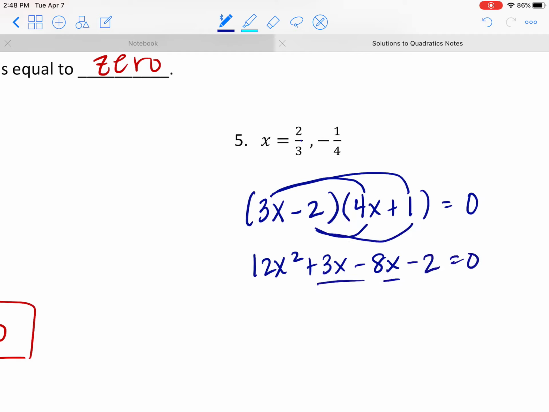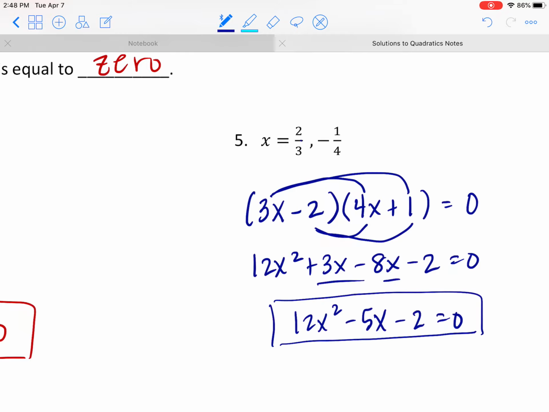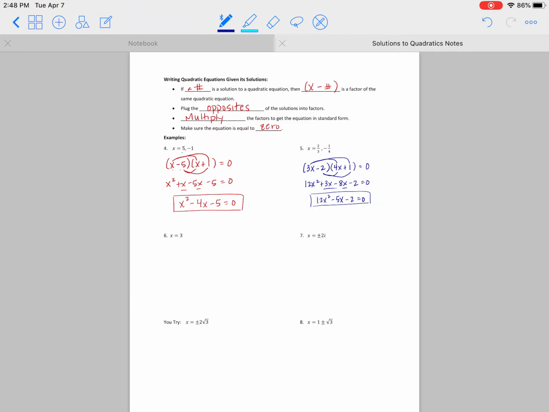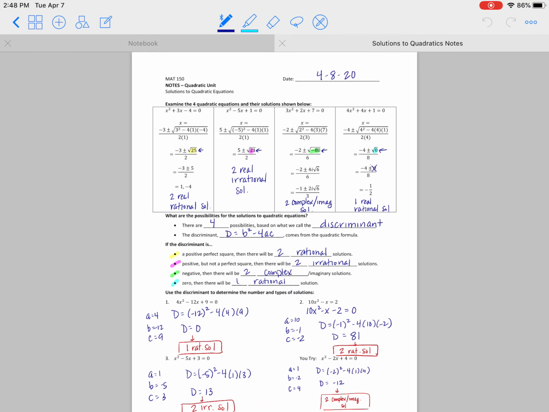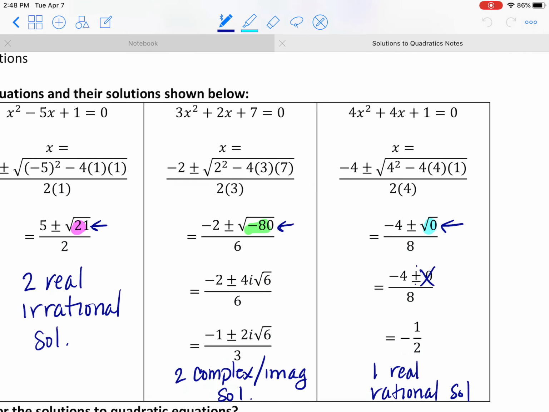So 3x times 4x is going to be 12x squared. This is going to give me a positive 3x. Here I get a negative 8x, and then here I get a negative 2. We're going to combine like terms, so we end up with 12x squared, minus 8 and positive 3 makes minus 5x, and then minus 2 equal to 0. And there's our quadratic equation with those two solutions.